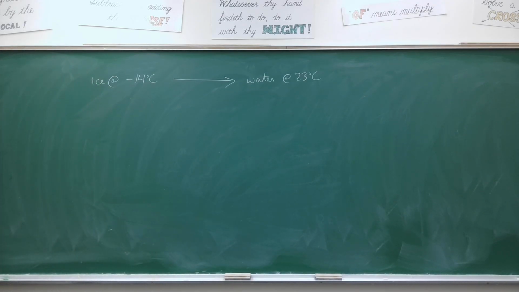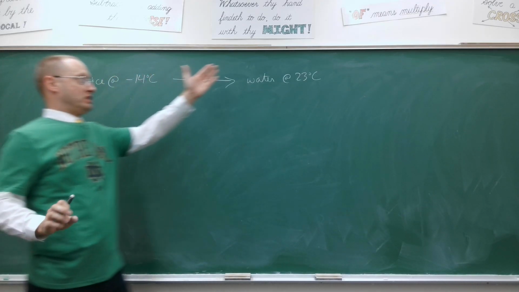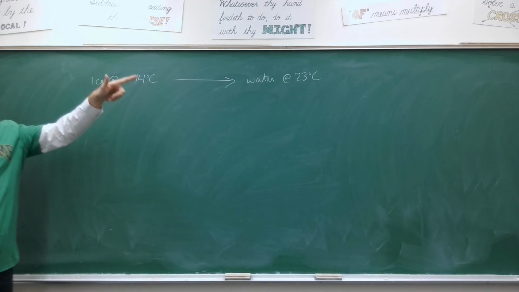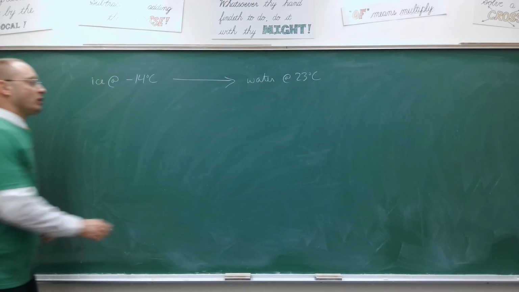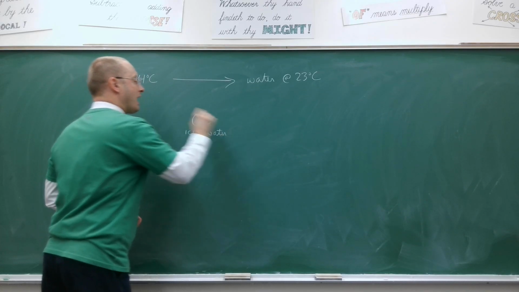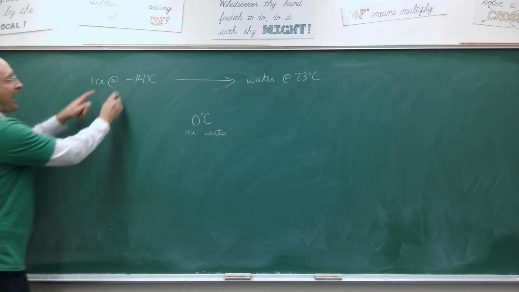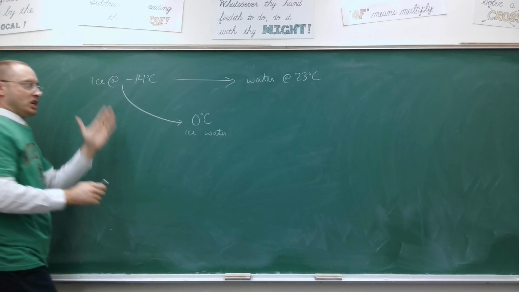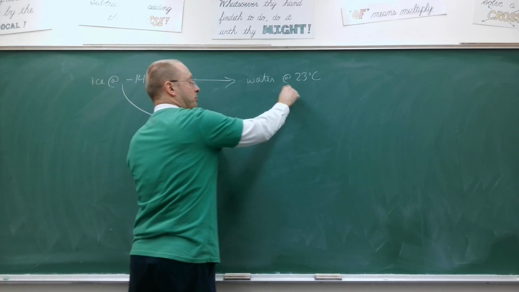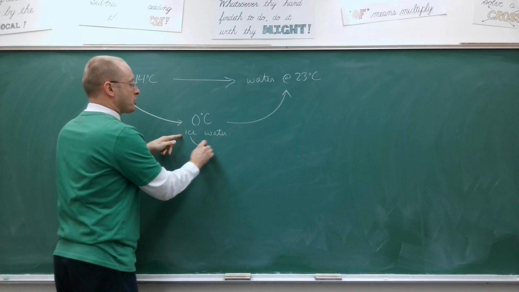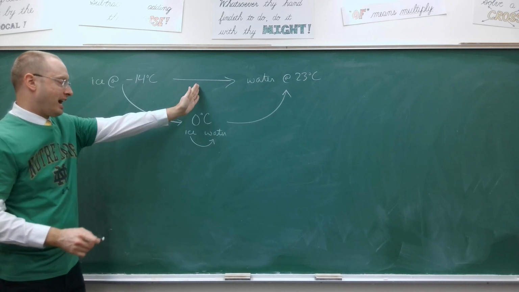Two things have to change, class. We have to change the temperature. It's got to go from negative 14 to 23, but we're also having to change the state. It's going to turn from ice to water. Where does ice turn to water? At 0 degrees Celsius. Because at 0 degrees, you can have ice or you can have water, can't you? So to go from ice at negative 14 to ice at 0, class, that's a temperature change. To go from 0 water to 23 water, that's a temperature change. But to go from 0 degree ice to 0 degree water, we're not changing the temperature.